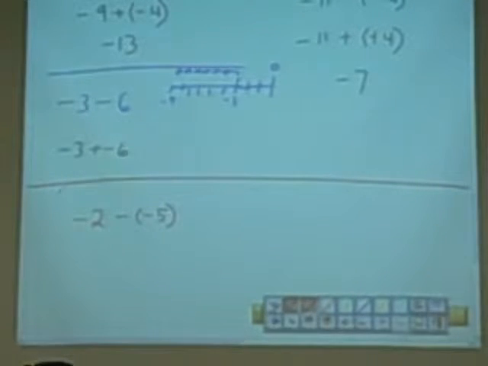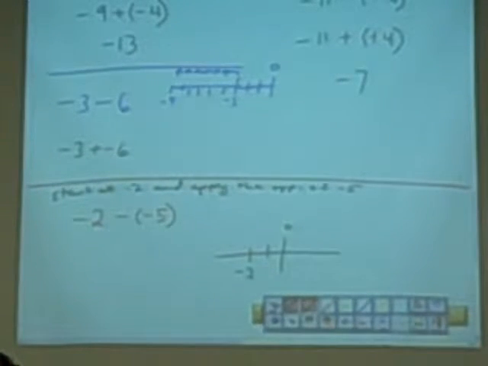Saying start at -2 and apply the opposite of -5. So here we are on a number line.